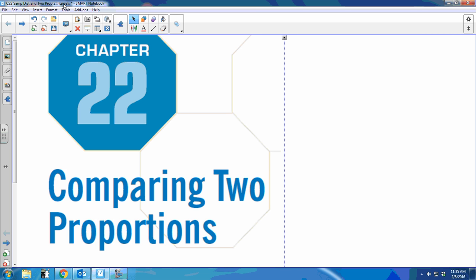Chapter 22 is just taking things we've already learned about confidence intervals and hypothesis tests and errors and all that stuff. We're just doing a new type of interval and a new type of test when you have two proportions that you want to compare somehow.